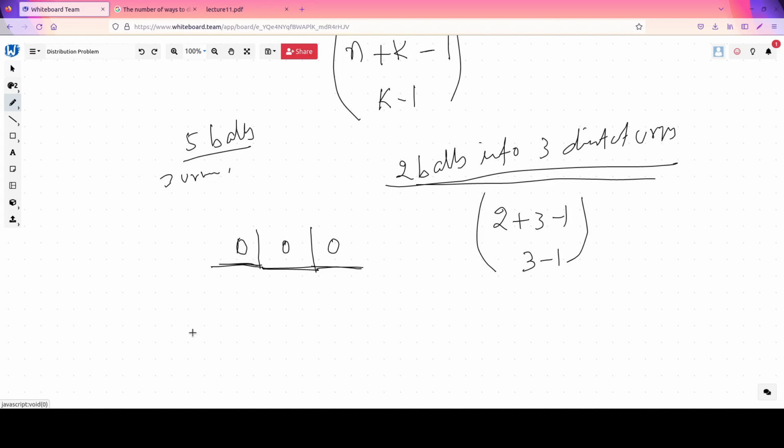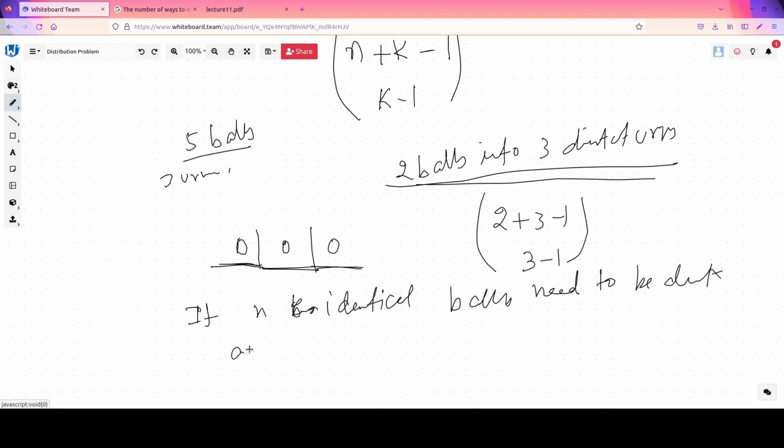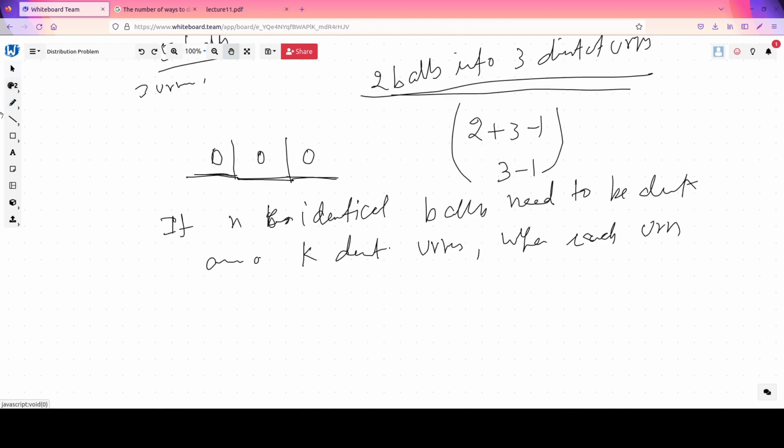So we'll generalize this. So if n identical balls need to be distributed among k distinct urns, wherein each urn should not be empty, right? So again you can do it this way.